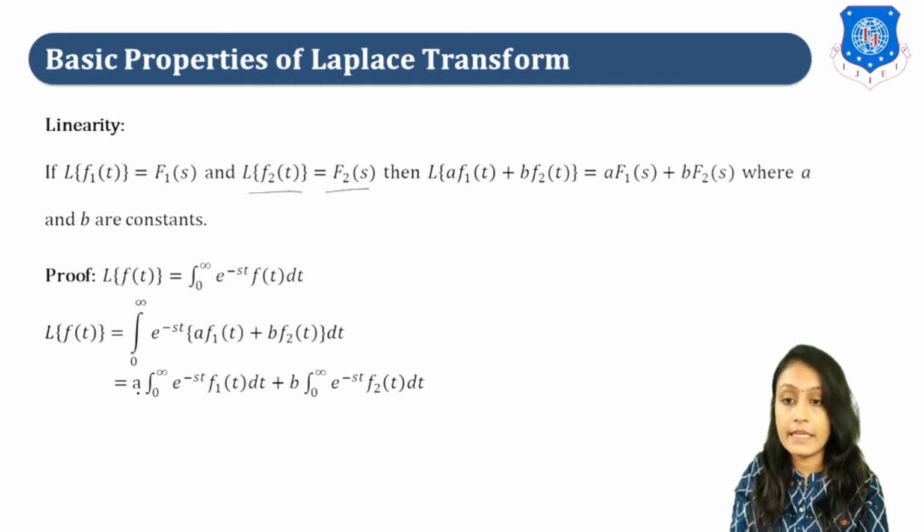So here you will get a times the integration from 0 to infinity of e raised to minus st f1 of t dt plus b times the integration from 0 to infinity of e raised to minus st f2 of t dt. Now from the definition we can say that this is the Laplace transform of f1 and this is the Laplace transform of f2. So we can write it like this, that is a F1 of s plus b F2 of s. So this linearity property is proved.